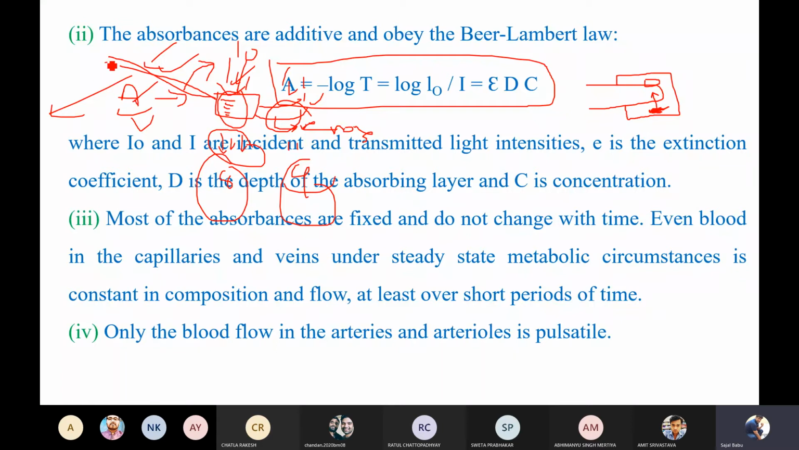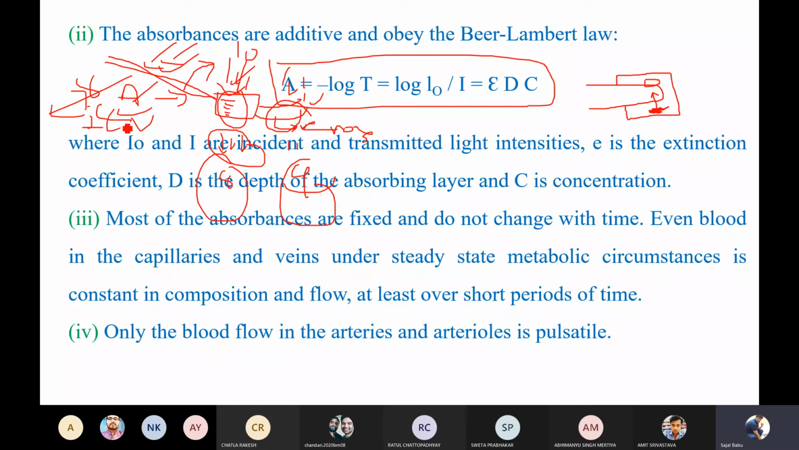Because every time the blood circulates at a faster rate, if you give 10 rays, one time you may receive 8, one time you may receive 7, again one time you may receive 8, and you may receive 7. That means the amount of light that you are receiving at the receiver side may fluctuate because of the flow of the blood.